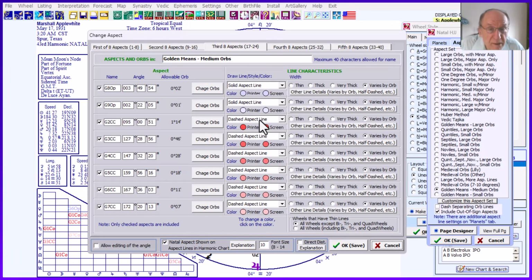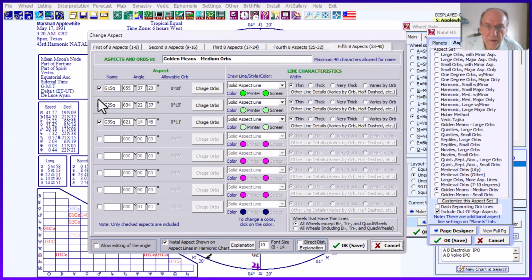And I put that in dashed. So the dashed lines are the complementary angles, same colors. So complementary of conjunction, golden means are red, and then here's your blue, and then it ends here. These last ones are not used, and that ends up being 8 times 4 plus 3, 35 aspects.